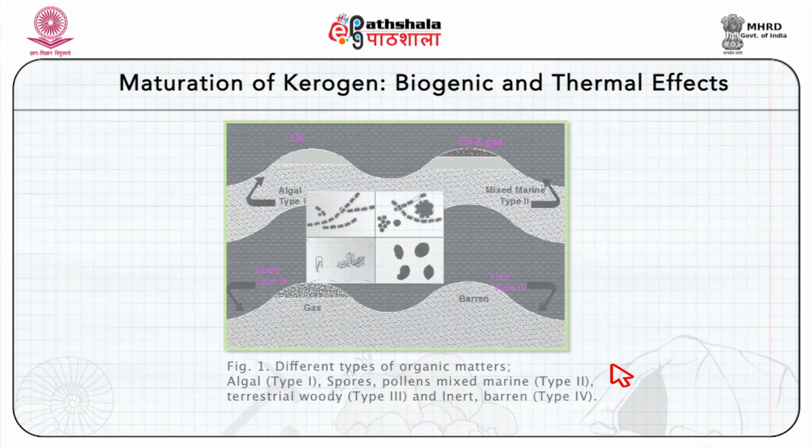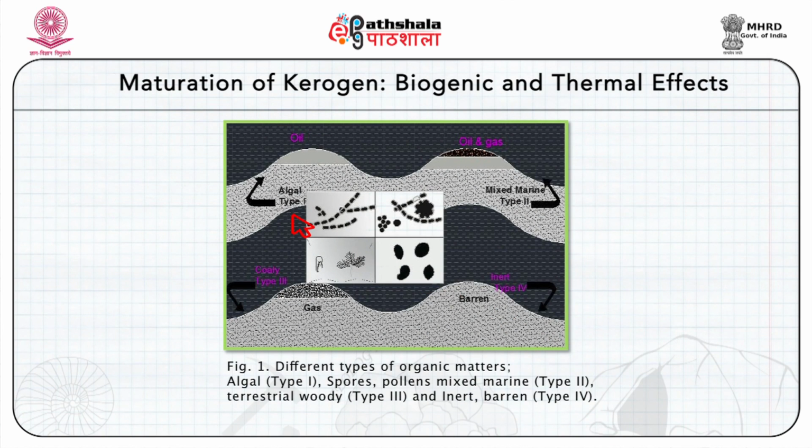Now, you see in this diagram the different kinds of organic matters, that is algal, which we call type 1, where you get the spores and pollens, they are shown. Then type 2, that is the mixed marine, then type 3, that is the terrestrial woody, and the inert, what we call the barren, that is type 4. All these organic matters, how they are, is being shown. You can see some of the structures of the organic matter shown in the inset within the figure, and then we can have an algal type, that is type 1, a mixed marine type, that is type 2, a coaly type, that is type 3, and the inert type, that is type 4.